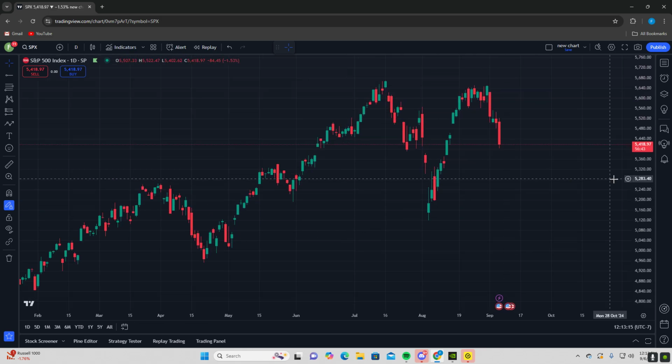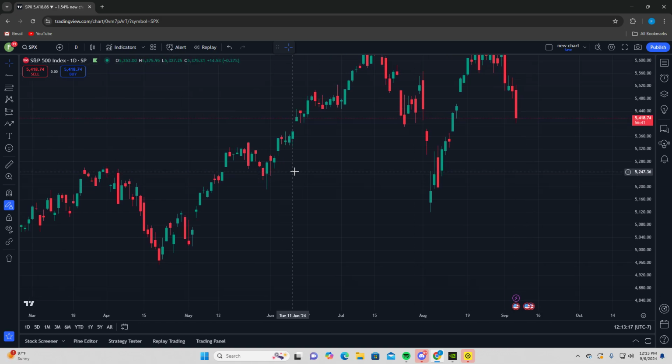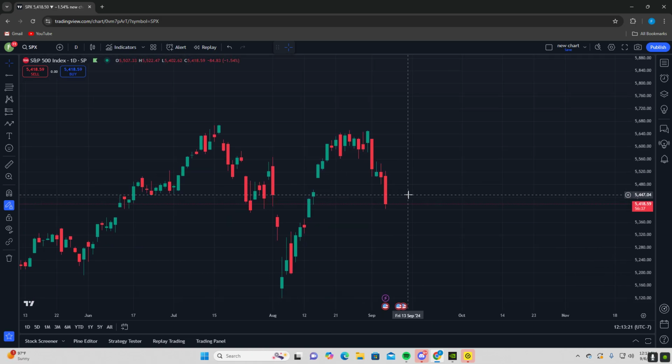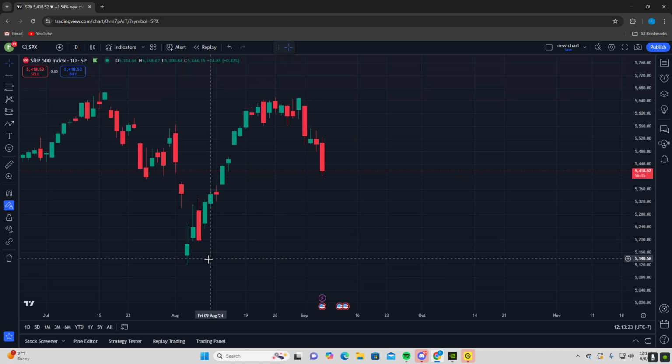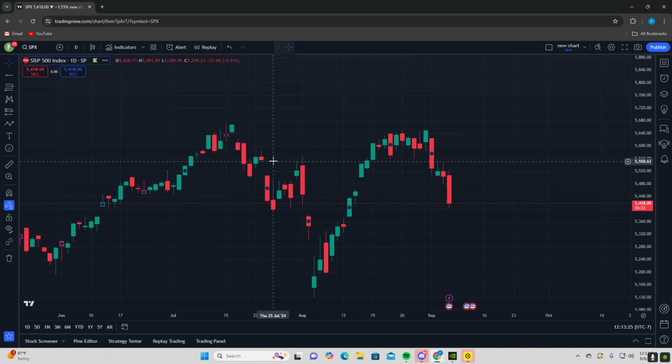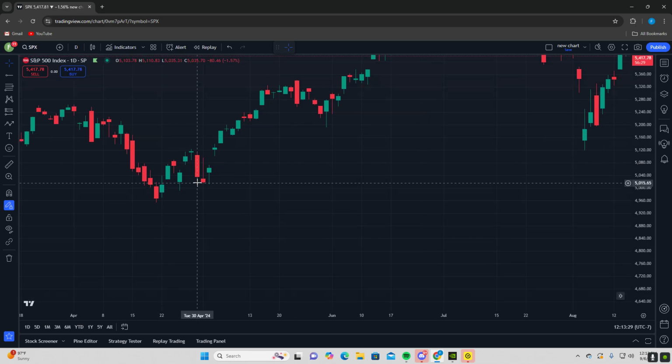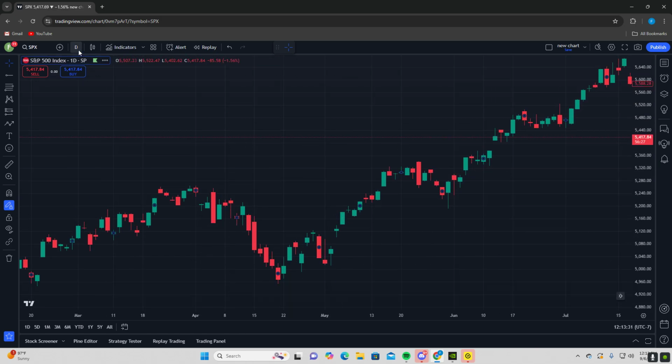Oh, this is SPX, my bad. But they're the same thing, same movements. Right here, we can see an uptrend. We're uptrending here. Right here, we're downtrending. We're downtrending here. We're uptrending here. We're uptrending here. We're downtrending here.